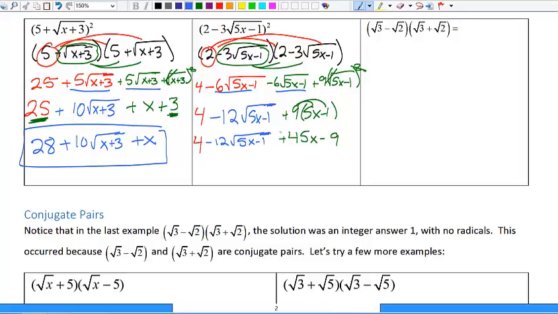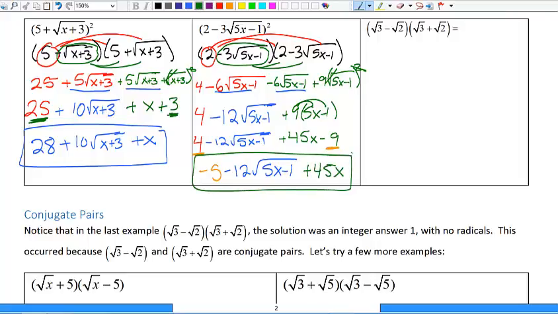So before I say I am done, is there anything else that is like terms that I can still add together? Well, yes, there is. The 4 and then minus 9 are now both out of radicals, and now they can add. So 4 minus 9 is negative 5. And then we still have minus 12 times the square root of 5x minus 1 plus 45x. And now there is nothing else that can combine, and I am done.